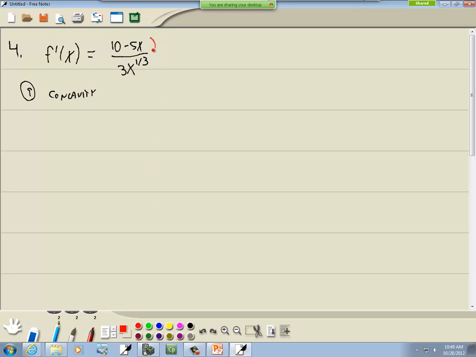Yeah, this will be P, and this will be Q. So P prime, 10 goes away, this gives me a -5. Q prime, take your power, put it out in front, lower it by 1. So those are going to cancel, and we got 1 over x to the 2/3. Okay, so we're going to have P prime Q minus P Q prime over Q squared.